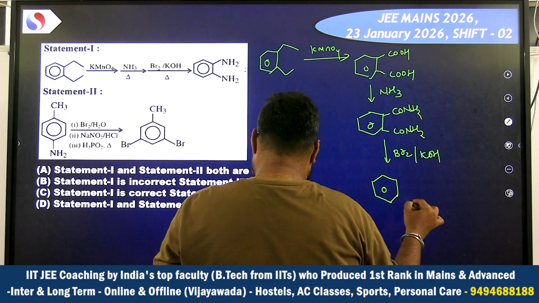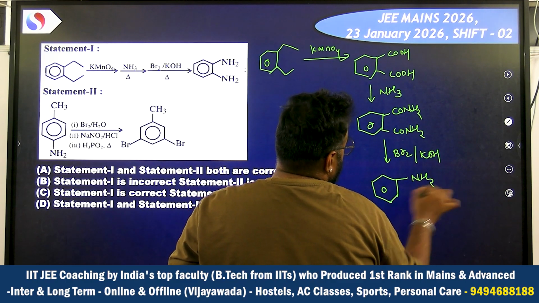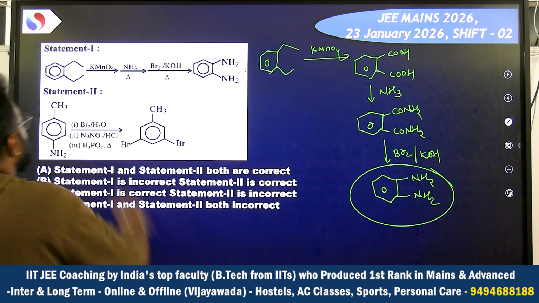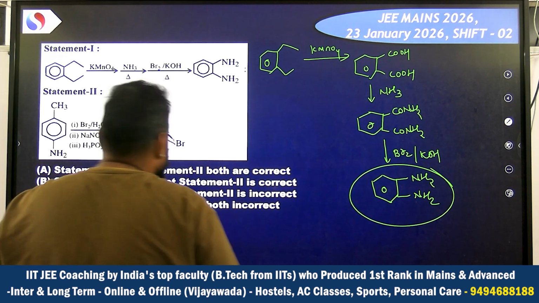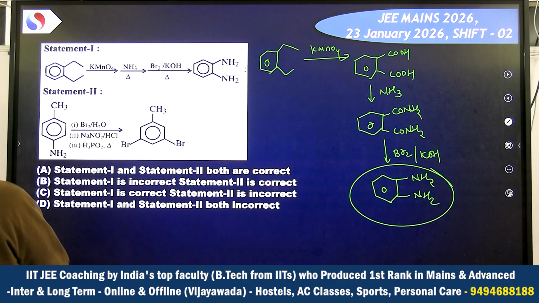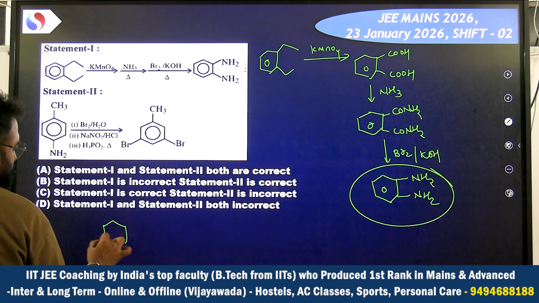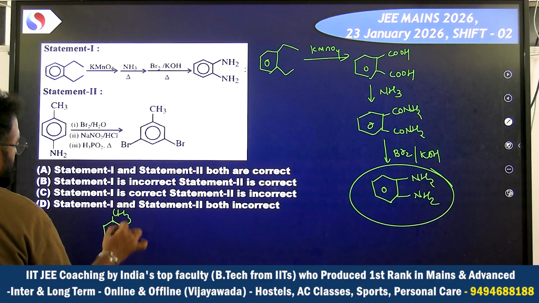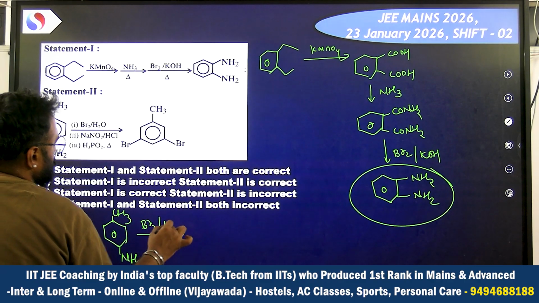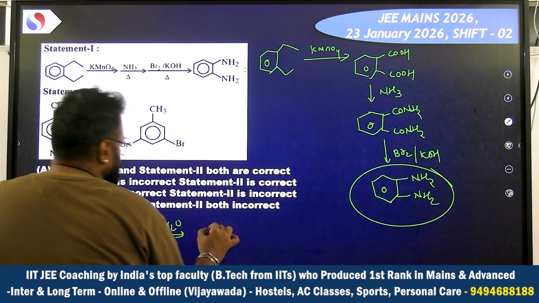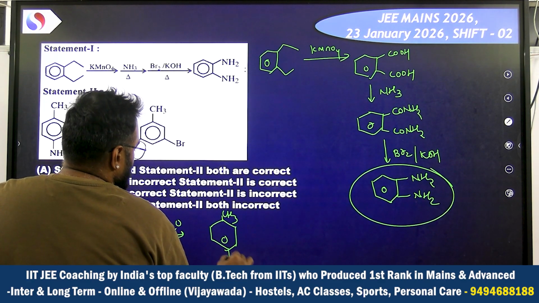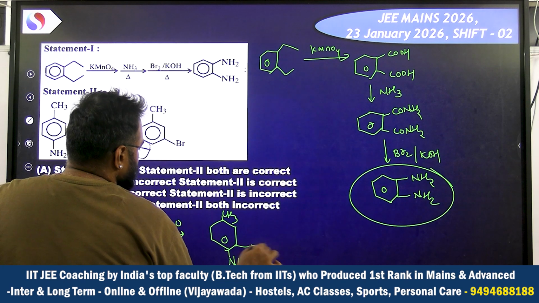Formation of aniline, so this statement is correct. Statement 1 is correct. Now let us check for statement number 2. So statement number 2, it is CH3 NH2 when reacted with Br2 with H2O. So what will happen? All the positions will have Br. CH3 NH2, all the ortho positions are Br.